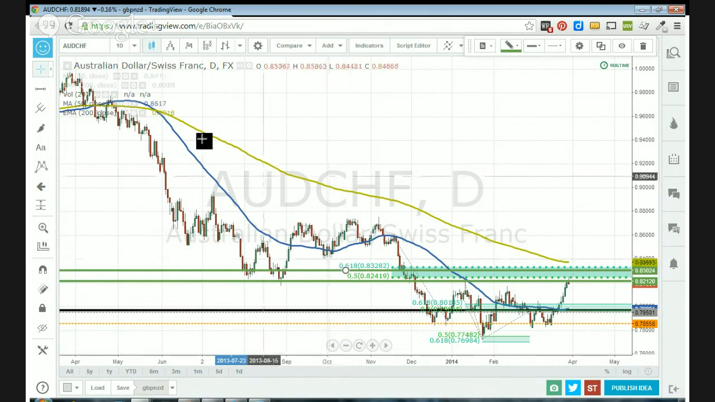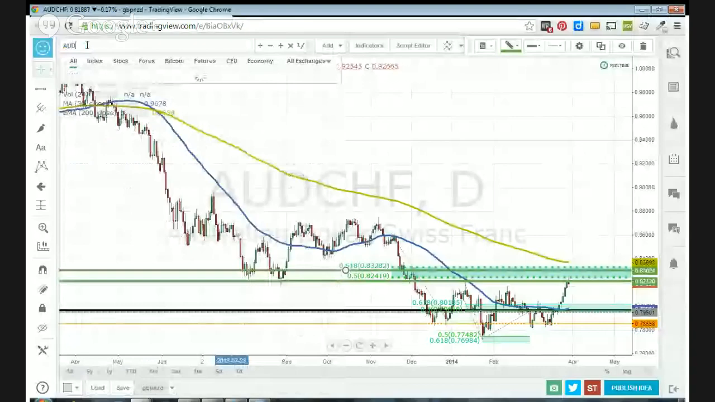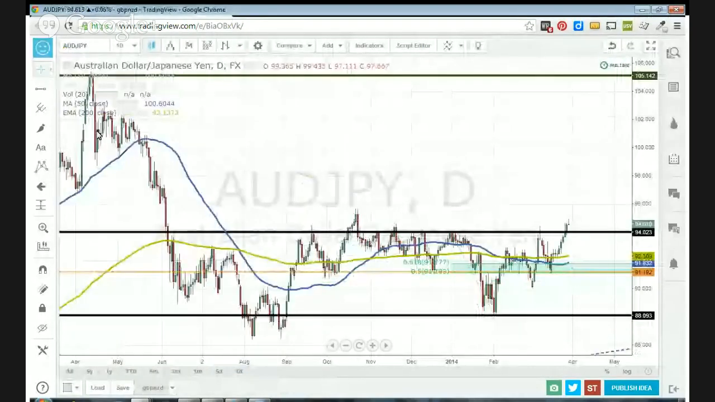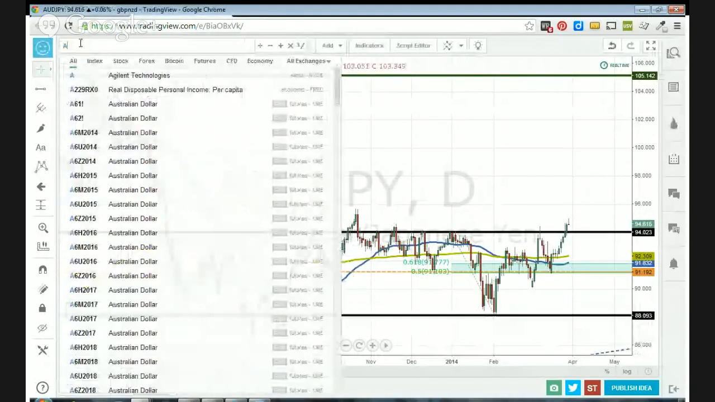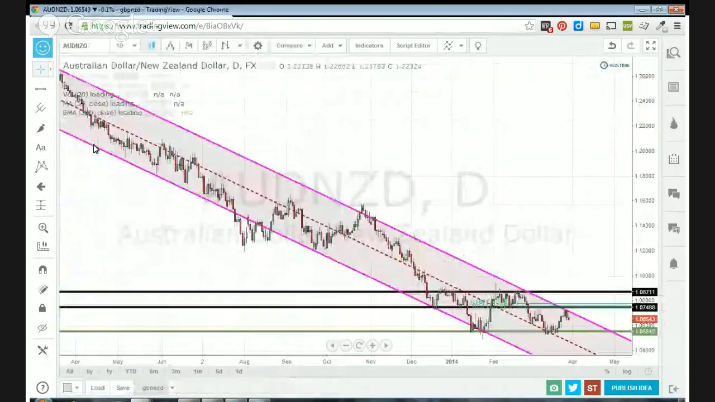Hmm. Something to consider right now. I think I'm sticking with Canada Swiss and dollar Swiss, but Aussie Swiss could be another one. It's good to see the reversal signs all across the board. Aussie yen. That looks like it's stalling again. So that's short Australian dollar, Aussie Kiwi.